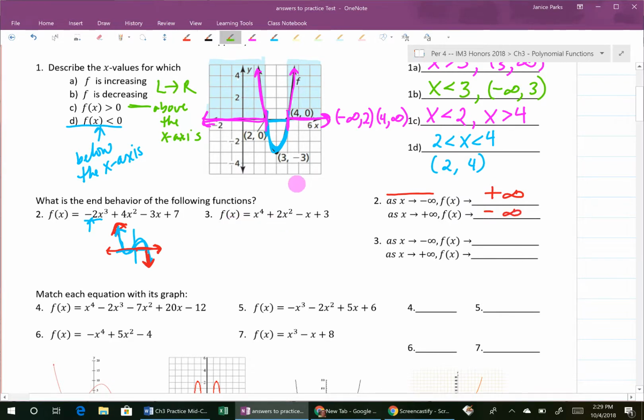For number 3, this is an even degree. 4 is the degree of the polynomial, and the leading coefficient is positive. When it's positive and it's the fourth, it's like a parabola. Both ends are pointing in the same direction, and they're both pointing up. So both end behaviors go to positive infinity. Even when you go to the left, it's going up, and when you're going to the right, it's also going up.